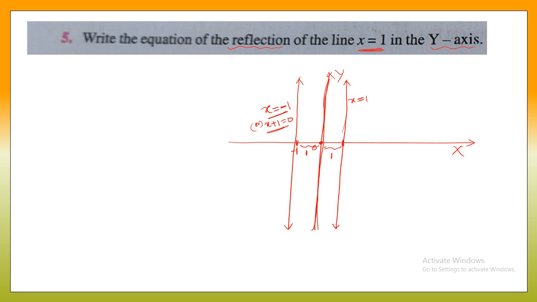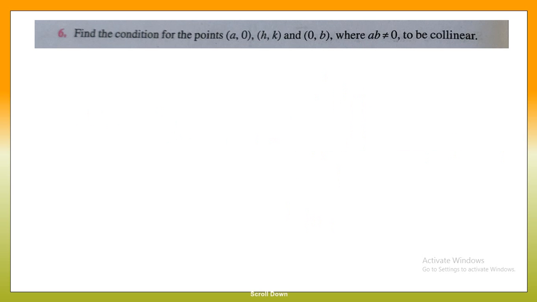So from this I clearly got my answer, right? What is the answer? The equation of the reflection of the line x is equal to 1 in the y-axis is x plus 1 is equal to 0, or x is equal to -1, right? Next, moving on to one more question. Most of the problems we will be solving by using diagrams, or some problems we will directly solve using the formula, right?